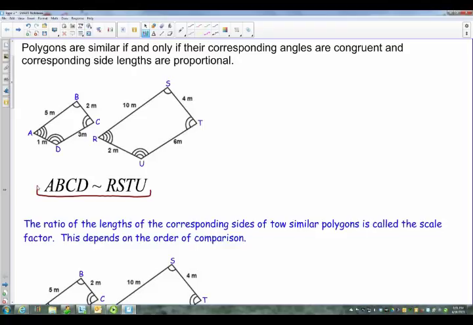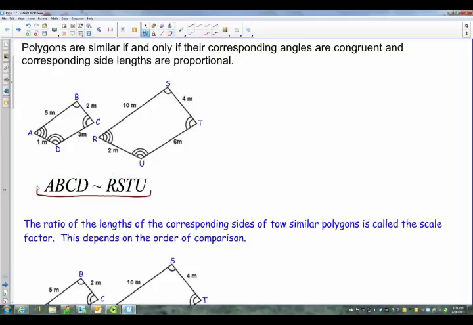Okay, so they're telling you that angle A and angle R are your similar angles. Angle B and angle S are your similar angles. C and T are similar, and D and U are similar. And since they're angles, they have to actually be congruent. Now, the other one is AD. Okay, if you look here, these are the first and last, and RU, first and last, have to be proportional.